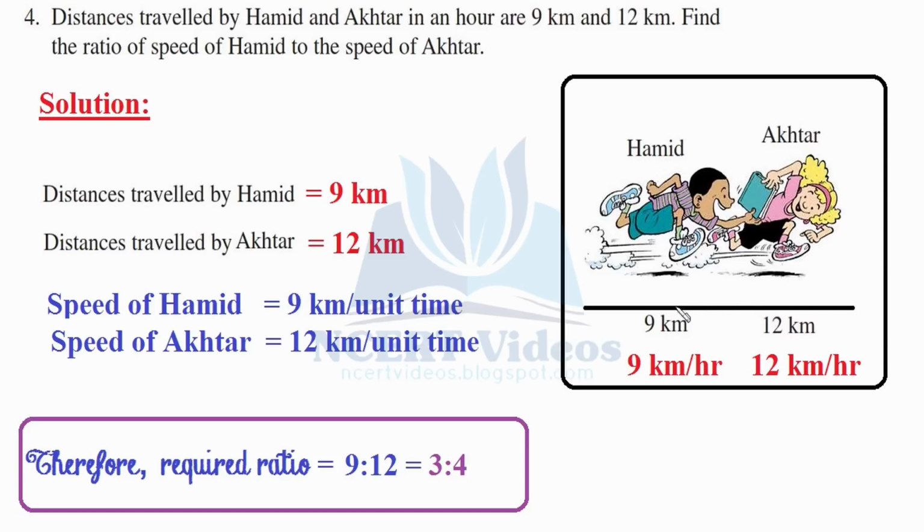But it hasn't been mentioned in how much time, so let's assume an hour. They ran for an hour, and after 1 hour, Hamid was at 9 km and Akhtar was at 12 km, because the speed of Akhtar is more.